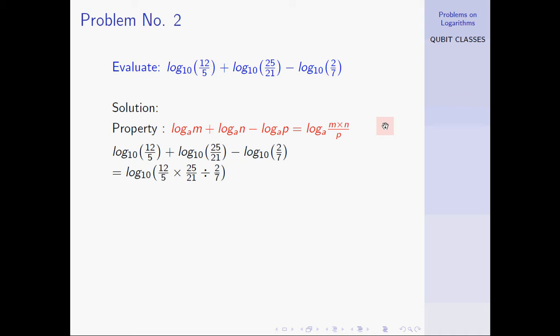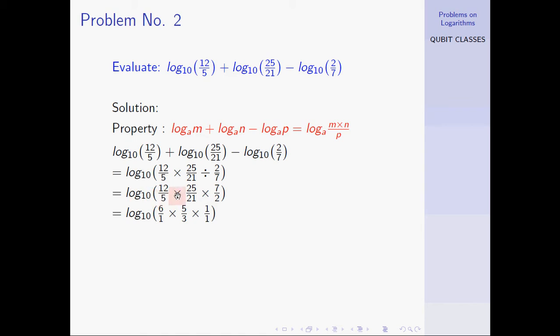So the given expression now becomes log of 12 upon 5 into 25 upon 21 divided by 2 by 7 to the base 10. This simplifies to log of 12 upon 5 into 25 upon 21 into 7 upon 2 to the base 10. We took the reciprocal of 2 by 7.